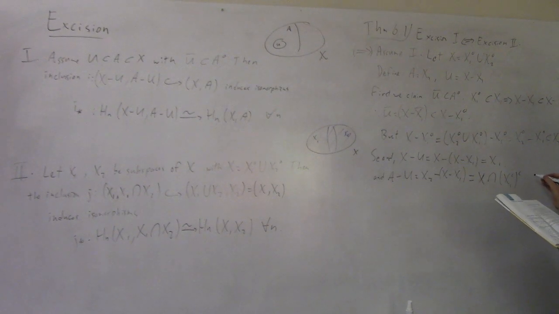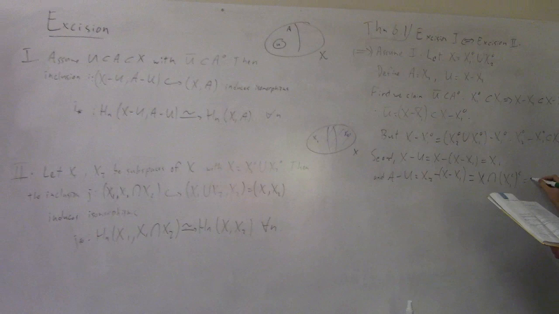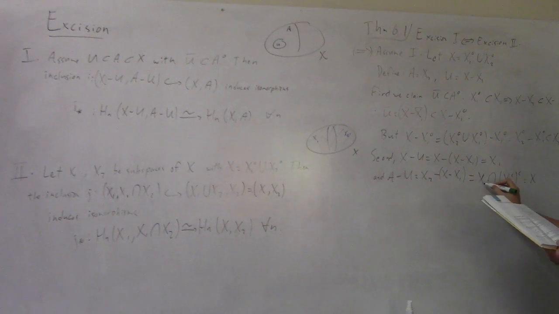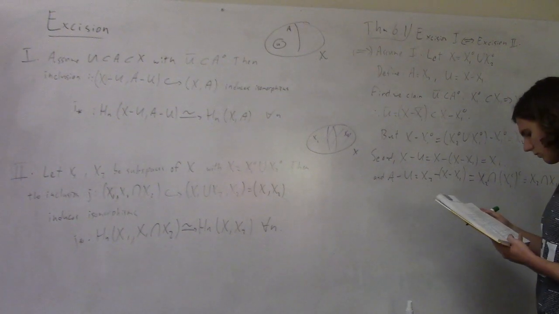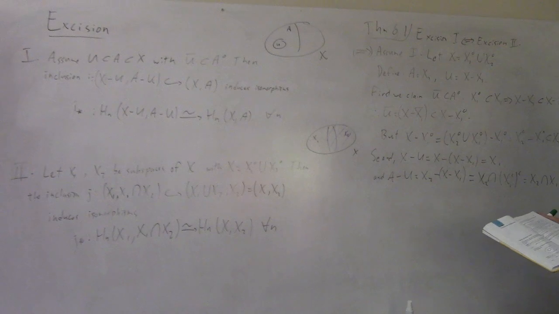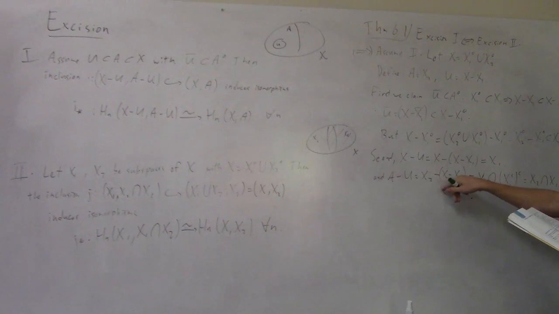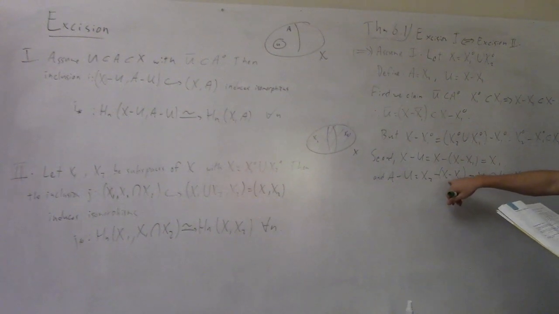So this is equal to x2 intersect x1 complement. So there's two relative complements here, so it's x2 intersect the complement of this.